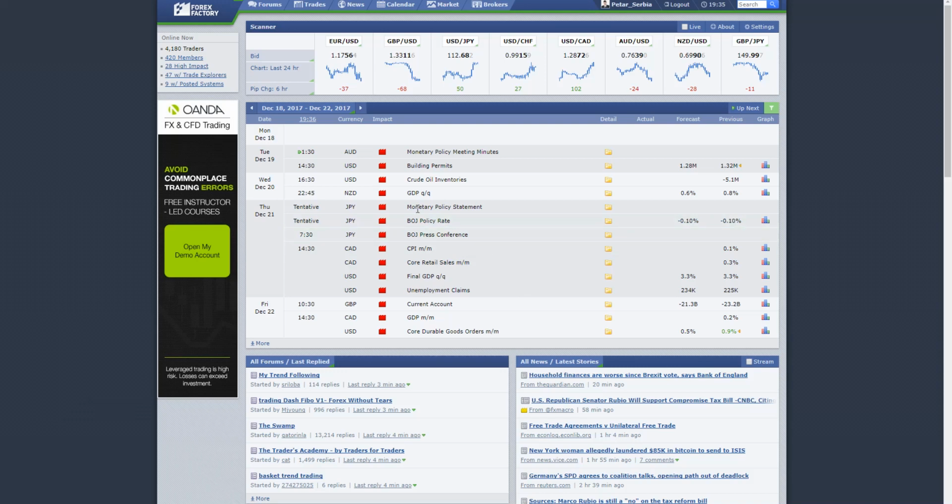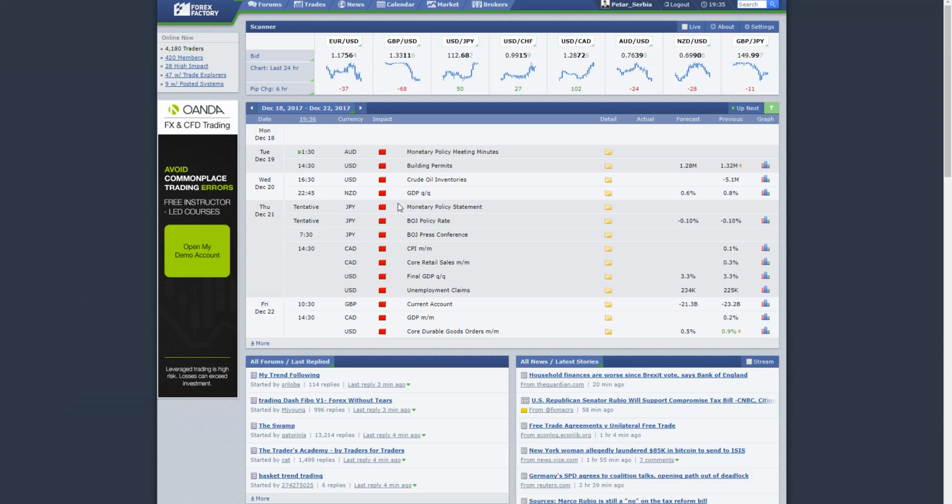Now what we got: building permits, generally nothing special there. This is not an ultra big event, but it is a high impact event. It can produce some volatility. And of course, our major thing is the Japanese monetary policy statement, policy rate and press conference, which will be Thursday, December 21st. I hope that until December 21, we will secure or maybe exit some position, or maybe exit the full position before this news appears. Okay.